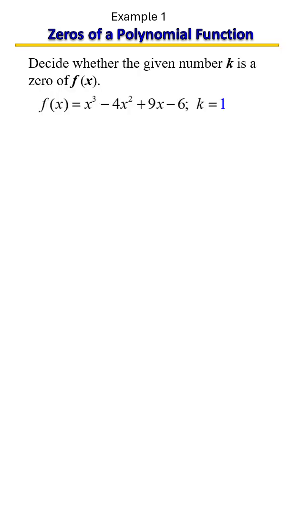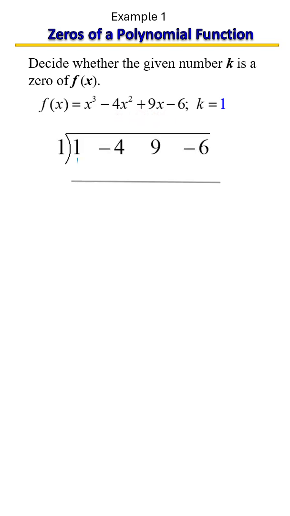Here we're going to decide whether the given number k is a 0 of the function. So we want to know whether or not 1 is a 0 of this polynomial function. To do that, we could either use the plug-in method or we can use synthetic division. I'd like to show you the synthetic division method. So our k, which is our 1 here, is going to be on the outside as our divisor. We check to make sure we're not missing any degrees: degree 3, degree 2, degree 1, and your constant, so we're good. That means underneath we'll have a 1, a -4, a 9, and a -6.